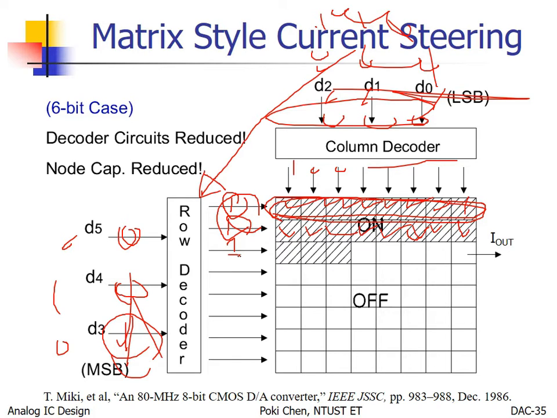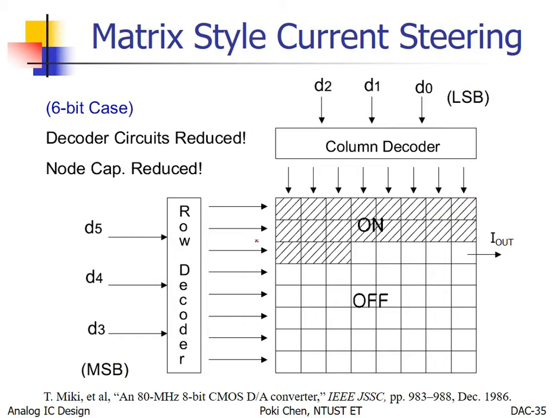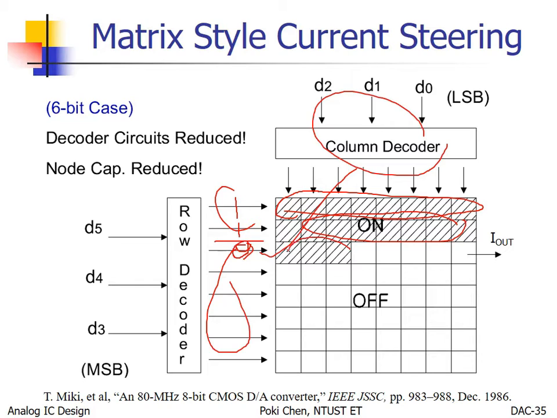I hope it is some kind of piece of cake for you to know what I explained from the very beginning. All the ones here will turn the corresponding rows fully on. And then for the first 0, at the boundary of 1s and 0s, the first 0 will pass the control to the column decoder to decide how many current sources to be on. That is the logic thinking.